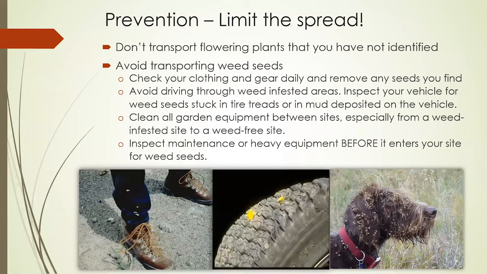Another prevention is just to limit the spread. Don't transport flowering plants that you haven't identified. That is just crazy, but that is the way that Dalmatian toadflax, yellow toadflax, purple loosestrife, and even some nuisance weeds like common teasel have spread. People have picked these plants and decided to plant them in their yard, and that's the way they're spreading the weeds.